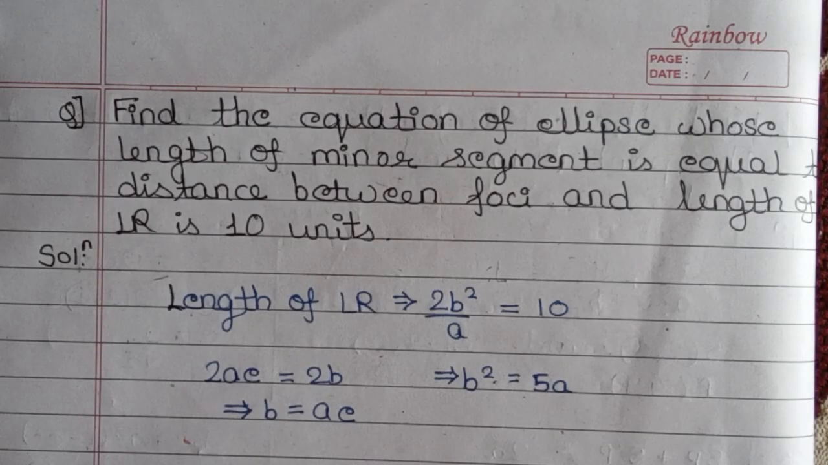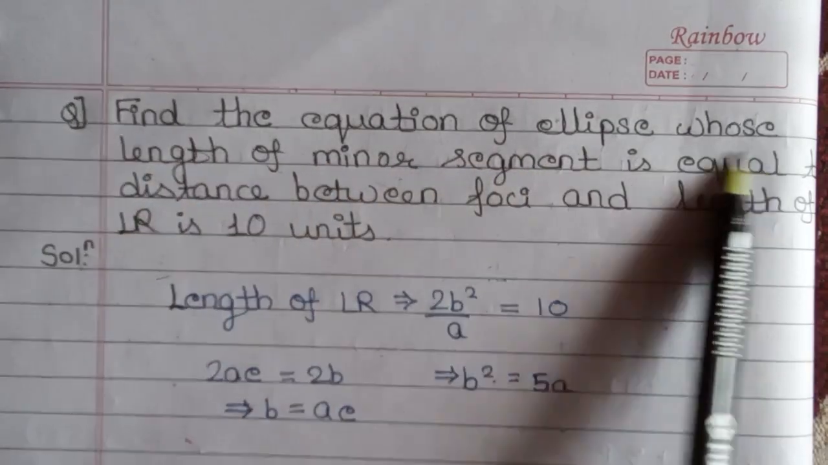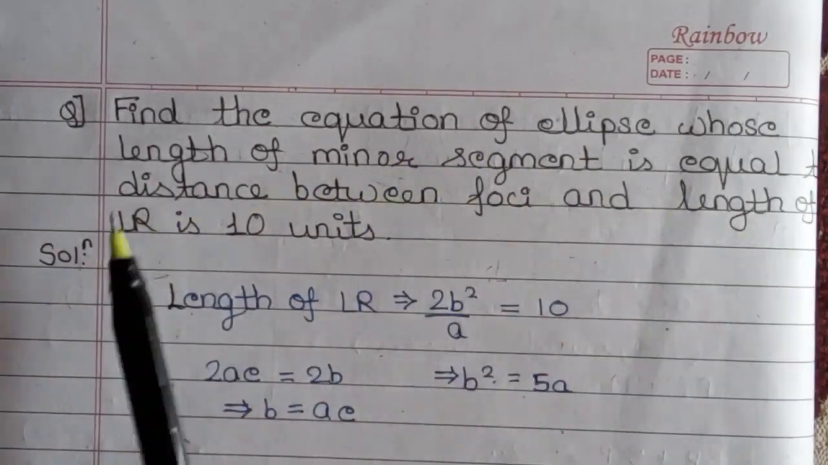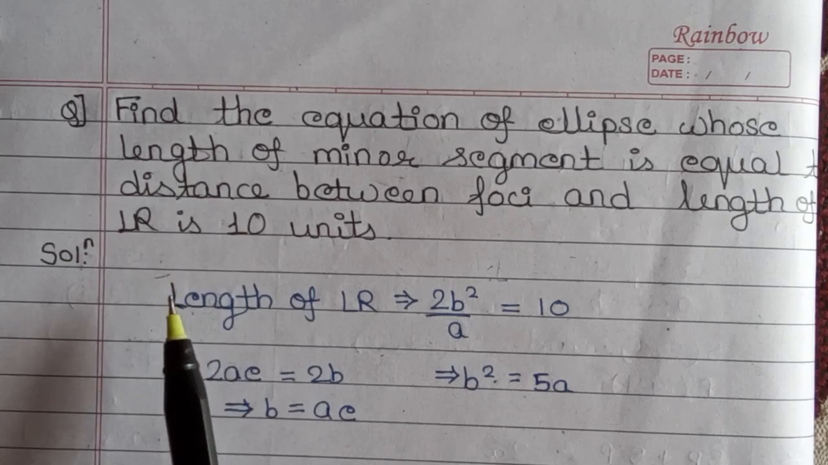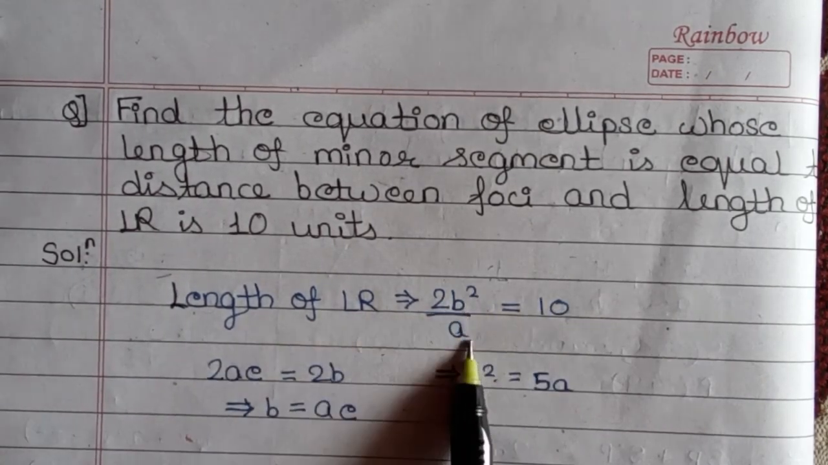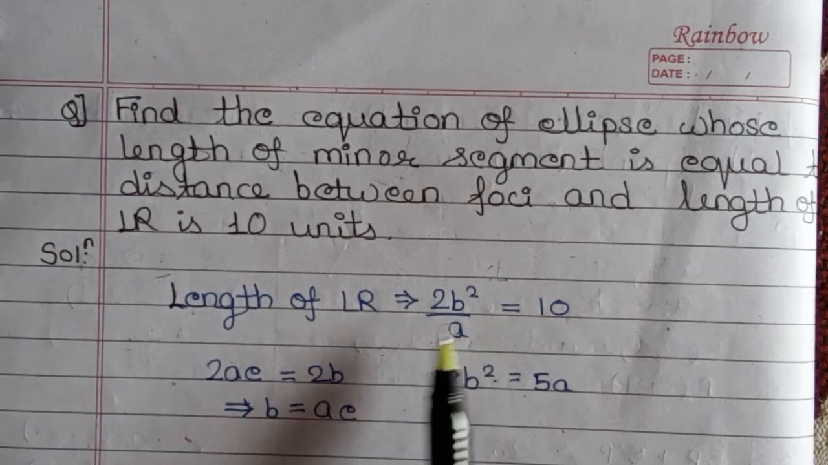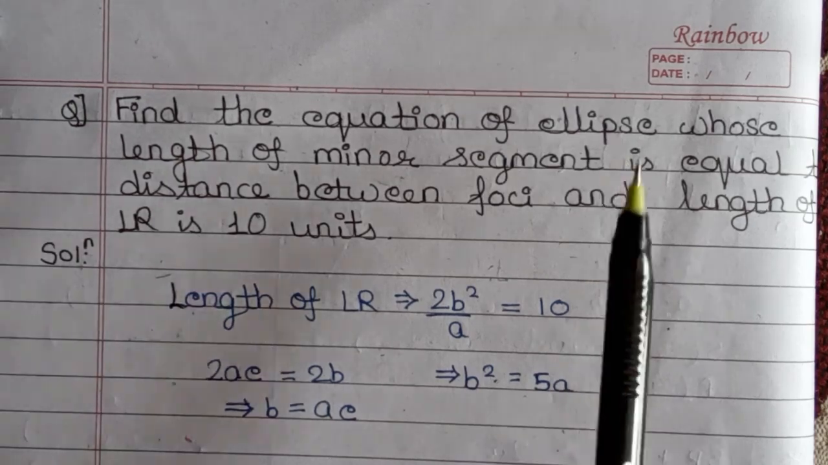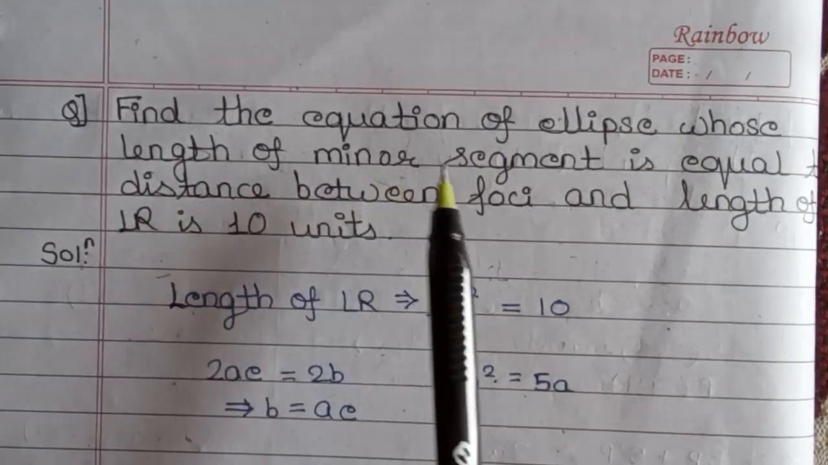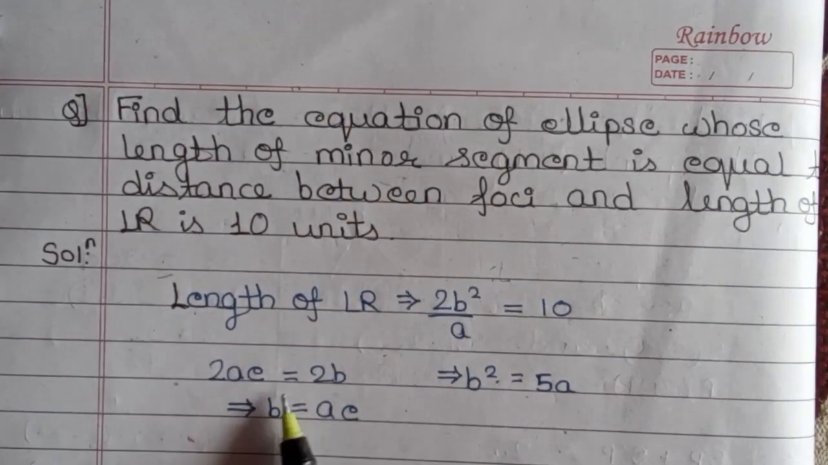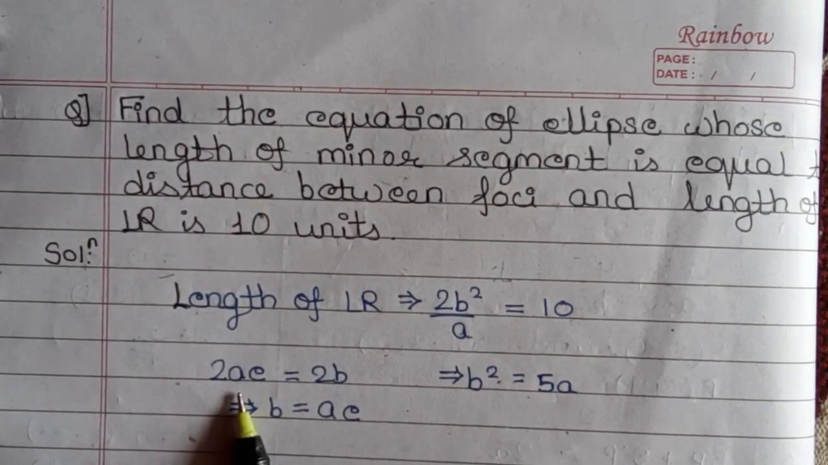Now let's move on to the next question, which is find the equation of ellipse whose length of minor segment is equal to distance between foci and the length of LR is 10 units. So the length of lateral sectum LR is given as 10 units. We know the formula is 2b square by a. From here we can get an equation which is b square is equal to 5a, and also the condition is given that the length of minor segment is equal to the distance between foci.